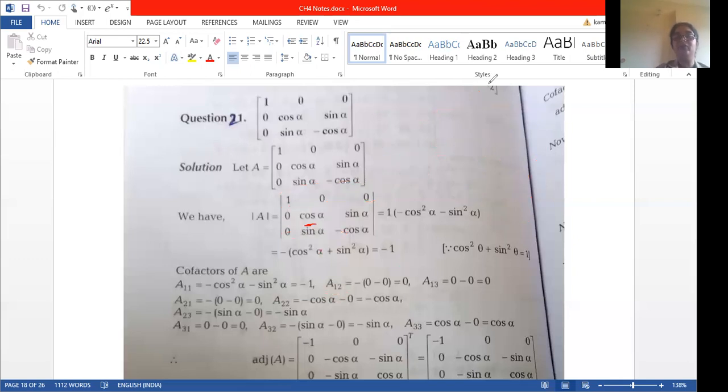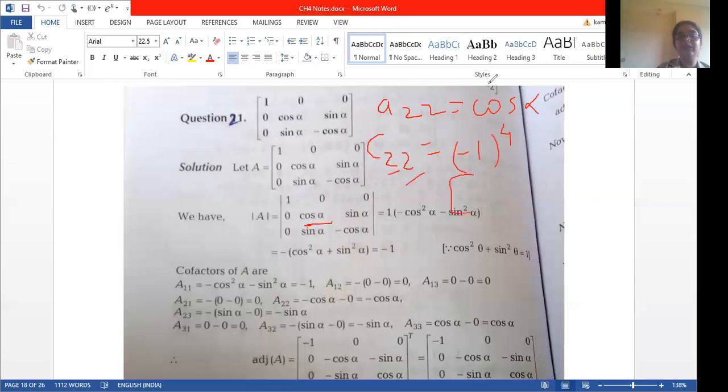Now next, if I have to find the cofactor of this element, this element is what? A22. A22 is cos alpha. Now your C22 will be equal to what? Minus 1 to the power of 2 plus 2, that is equal to 4 times.